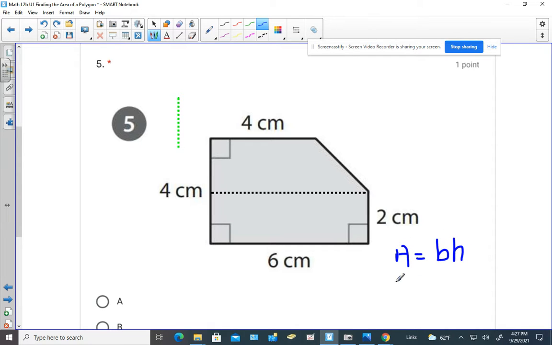And the values that we'll substitute in for B and H, we can find here. This would be the base, and this will be the height. 6 for the base times 2 for the height. All right, you'll find that product and come up with some number and put square centimeters after it.